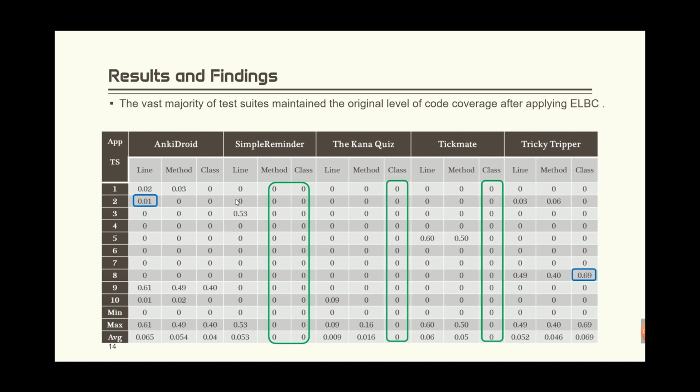The reduced suite of Simple Reminder maintains the same coverage for both method and class as the original. The reduced suites of Kana Quiz and TechMate maintain the same class coverage as the original. A few cases exhibit minor loss in code coverage, spanning from 0.01% in the line coverage in Ankydroid to 0.069% in class coverage in Criterion.